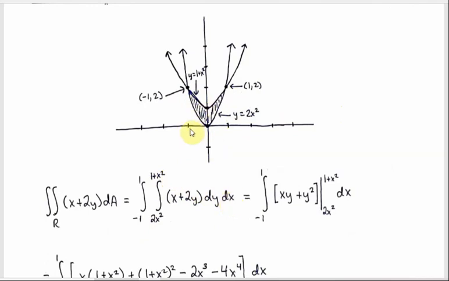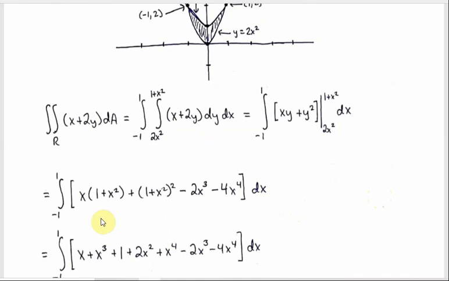You say, well, the shaded part going left to right starts here at negative 1, then it goes over here to 1, so therefore my limits of integration are negative 1 to 1. And then you can integrate from there. So you integrate with respect to y, you get xy plus y squared, double evaluated from where y equals 2x squared up to where y equals 1 plus x squared. So there's the 1 plus x squared part, and then minus, there's the 2x squared part.